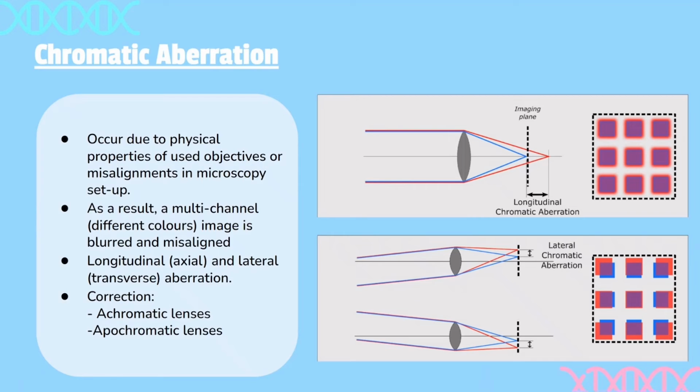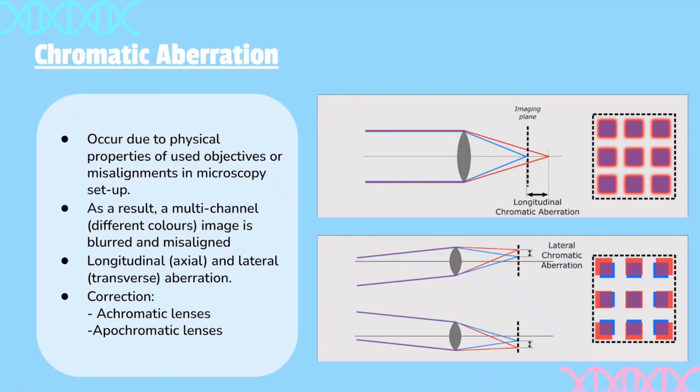Chromatic aberrations produce misalignments and other distortion between different channels in a microscope image. As a result, a multi-channel different color image is blurred and misaligned. There are two types of chromatic aberrations: longitudinal and lateral aberrations.